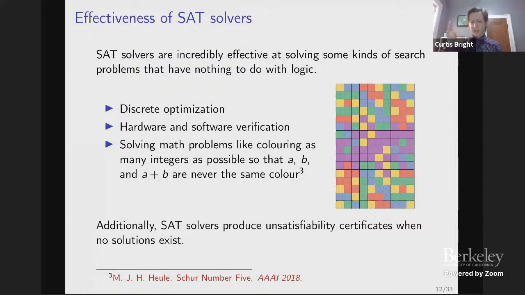On the right here, this is a coloring of the integers from 1 to 160, subject to the constraint that a and b and a plus b are never colored the same. Now, the interesting thing is this does not extend to 161. 160 is the maximum number of integers that you can color using 5 colors. And this is what Marijn showed with a SAT solver, that it's impossible to go to 161. The SAT solver also provides unsatisfiability certificates when something is unsatisfiable, which is a very important property of SAT solving.